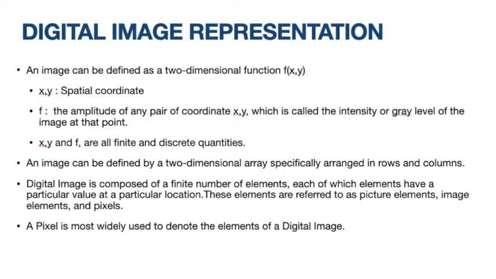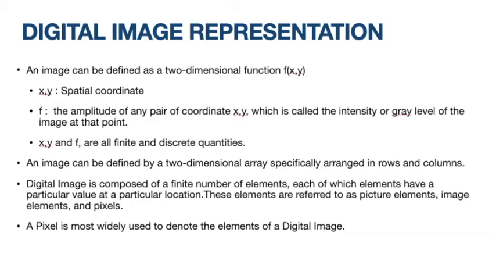An image can be defined as a two-dimensional function f of x y, where x y are the spatial coordinates, and the function f is the amplitude at any pair of coordinates x y, which is called the intensity or gray level of the image at that point, and x, y and f are all finite and discrete quantities. So that means an image can be defined as a two-dimensional function, which means it can be arranged in rows and columns.